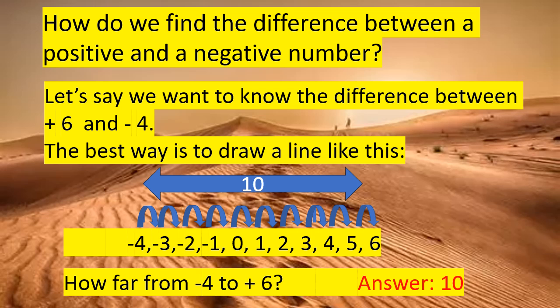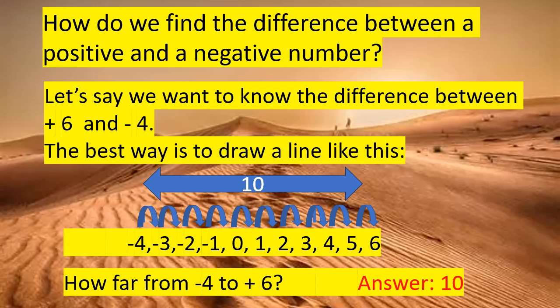So how do we find the difference between a positive and a negative number? Let's say we want to know the difference between plus 6 and minus 4. So the best way is to draw a line like in the picture. So you start on the left with minus 4, minus 3, minus 2, minus 1, 0, and then the positive numbers 1, 2, 3, 4, 5, 6.